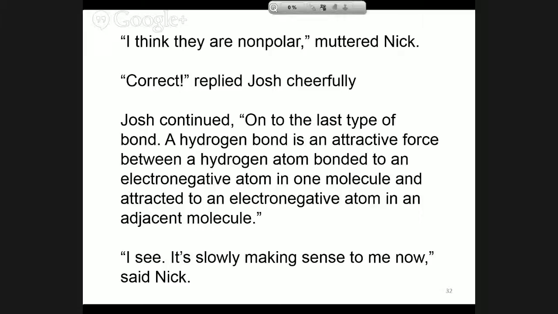Now, Nick claims that it's making sense to him now, but I don't think from that definition that it's necessarily that clear.